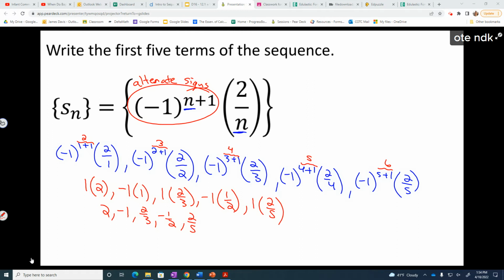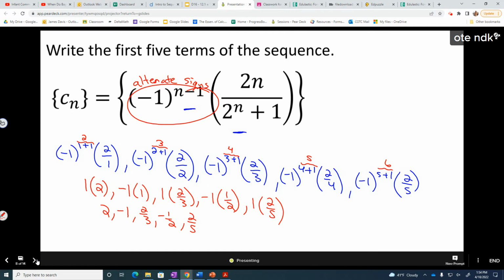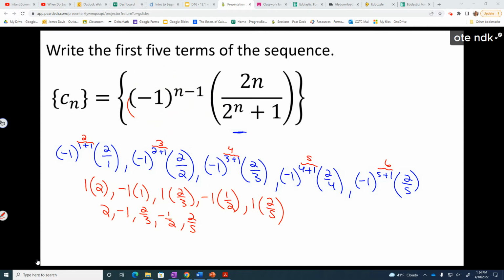Our next one is very similar here. So this one is negative 1 to the n minus 1. And we'll see what happens with this one. Go ahead and write that one down. We've got 3 places we're going to replace the n on this one. So we've got c sub n, negative 1 to the n minus 1 times 2n over 2 to the n plus 1. This is about as complicated as these get here.